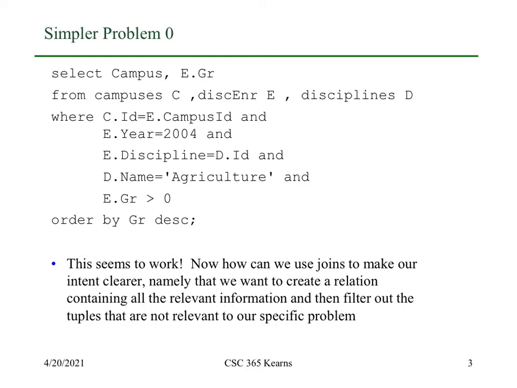So now, given this, we want to use joins. So I already hinted at how we're going to do that. We want to make things clearer. We want to use the joins in the from clause, joining these 3 tables together so that then in the where clause, we only have the filter for the specific problem that uses that table. And in this case, that would be that the year is equal to 2004, the name is equal to agriculture, and the enrollment is greater than 0.